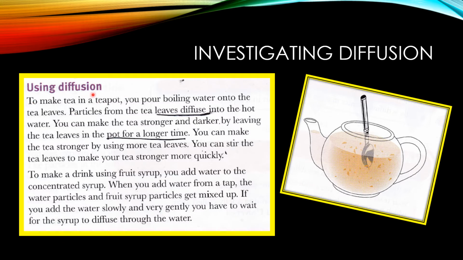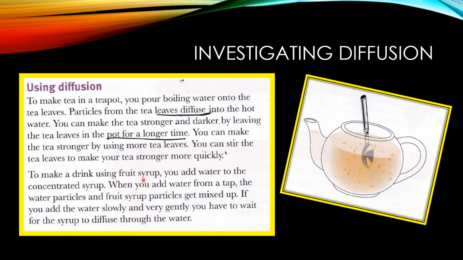Using diffusion, to make tea in the teapot, you always make tea, right? So you pour boiling water onto the tea leaves. Particles from the tea leaf diffuse into the hot water. You can make the tea stronger and darker by leaving the tea leaves in the pot for a longer time. You can make the tea stronger by using more tea leaves. You can stir the tea leaves to make your tea stronger more quickly.